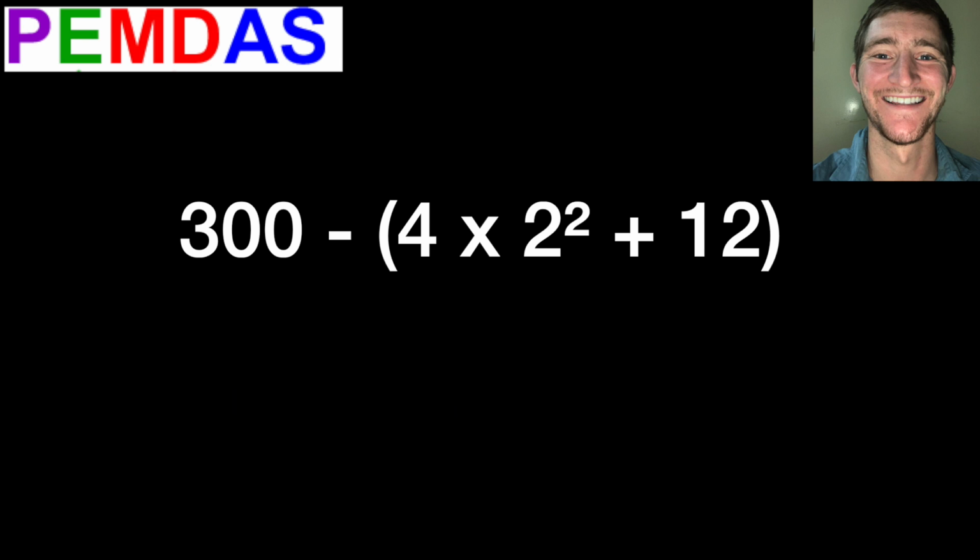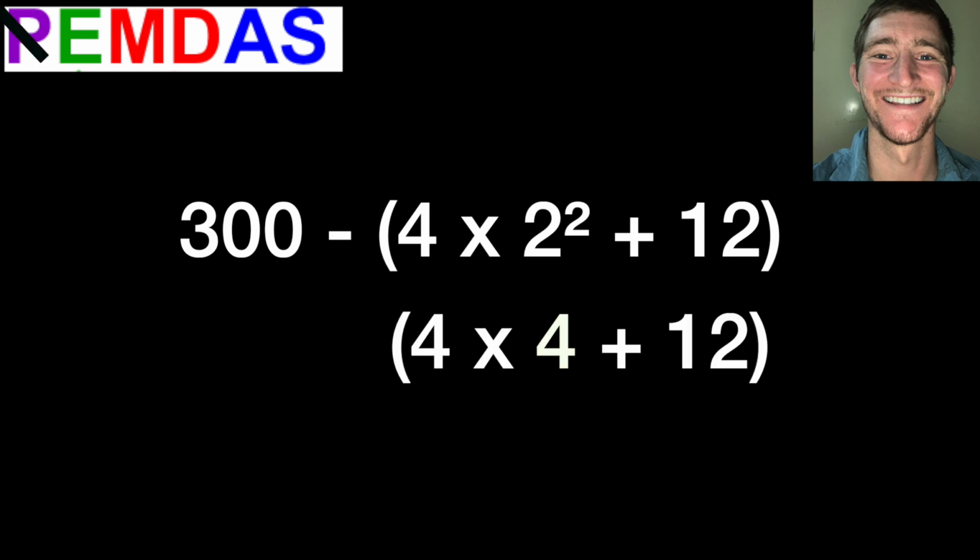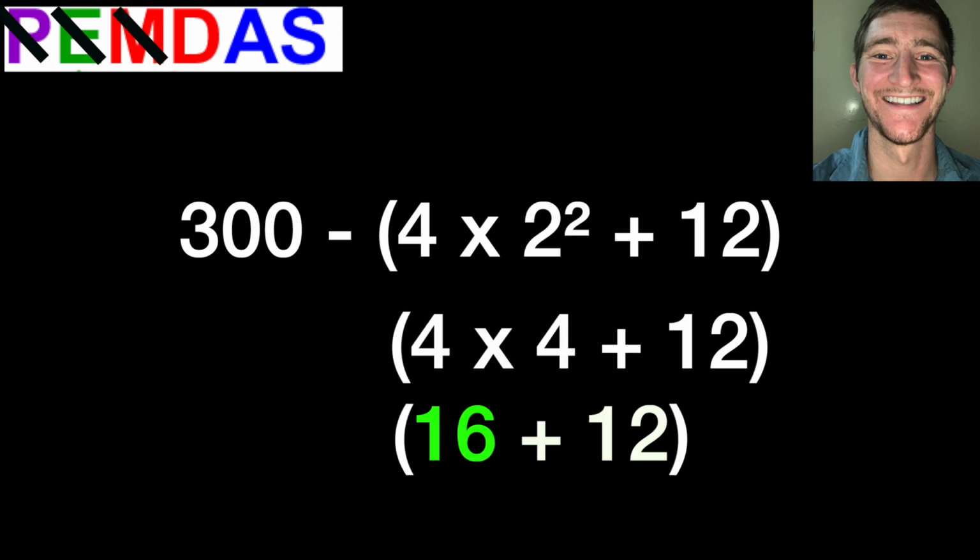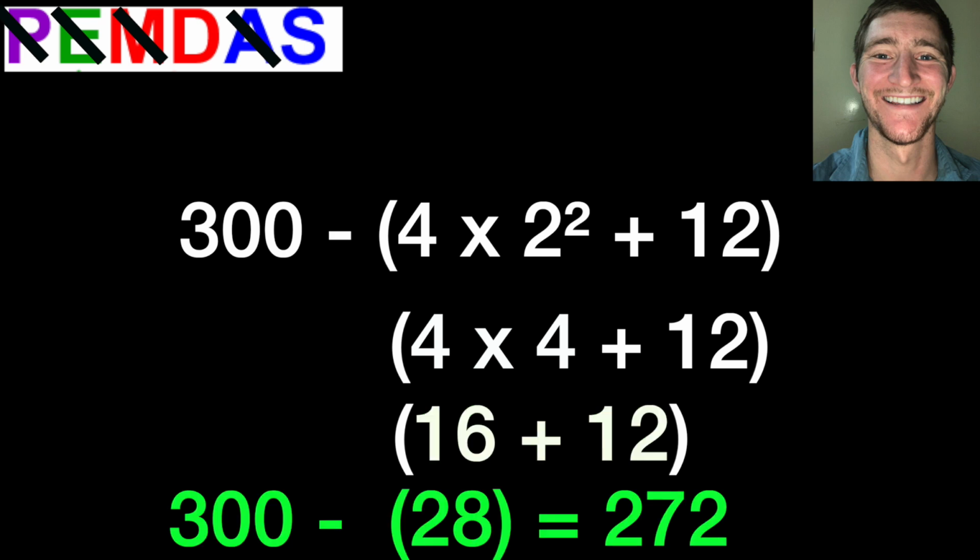Are you ready? All right, so the first thing we want to do, of course, is what's inside the parentheses. So we look at what's inside the parentheses and we have 4 times 2 squared plus 12. And then we look up at PEMDAS again and we realize that we need to do the exponentiation first. So 2 squared is 4. Then we do multiplication. So 4 times 4 is 16. Finally, we do addition, which is 16 plus 12, 28. And 300 minus 28 is 272.